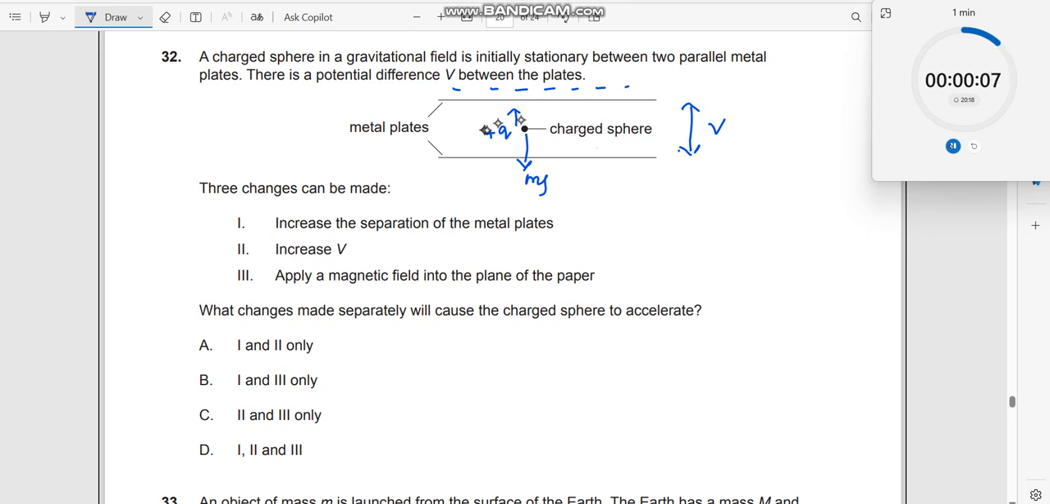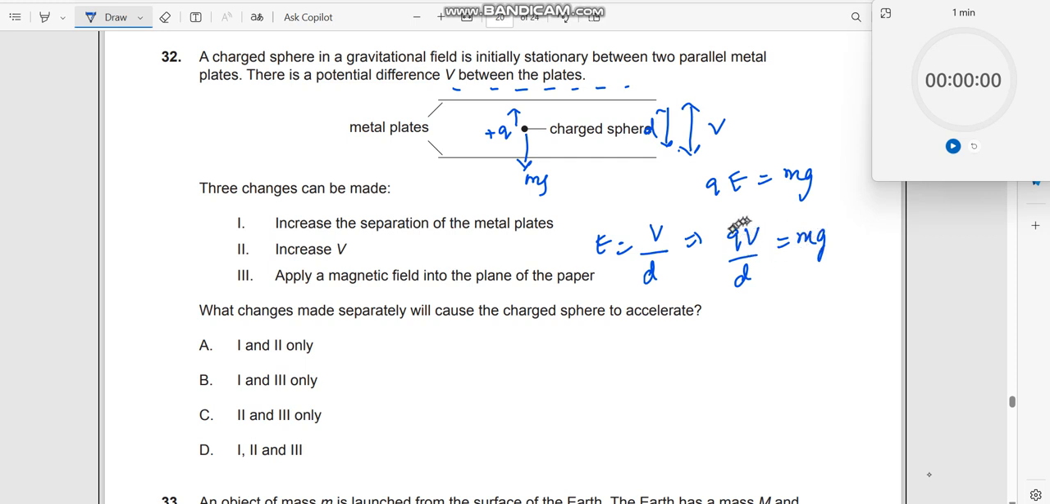Now the electric force experienced by the charge in this direction is nothing but qE, right? So I will write down the equation. qE should be equal to mg. If this condition is achieved, the sphere will be hanging there. It will not move downward nor upwards. We also know that electric field E is given by potential difference divided by the distance between the plates. If I substitute it, I get qV divided by d is equal to mg. So mg will be balanced if this condition is met.